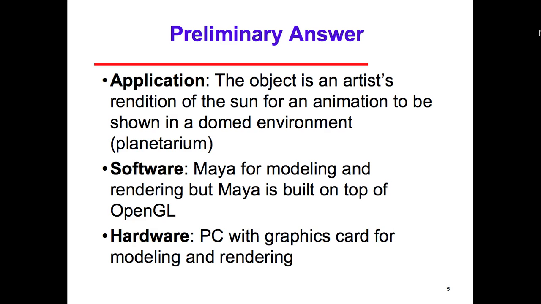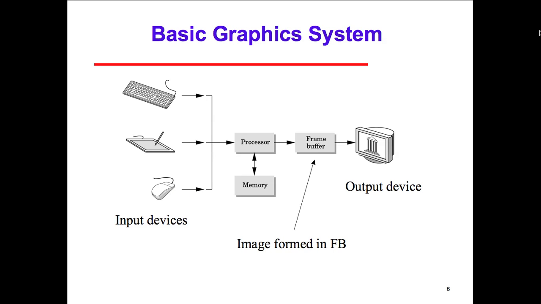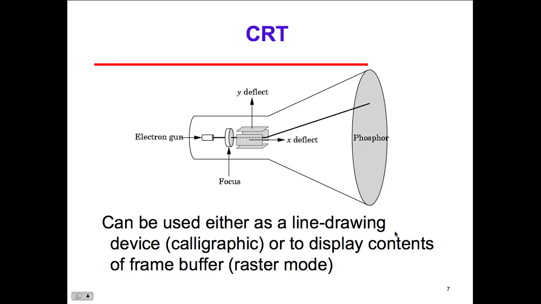We're also looking at the concept of hardware, PCs with graphic cards for modeling and rendering. So here's your basic graphics system, and these are the components associated with it. You have the input devices, keyboard, pointing devices, and stuff of that nature. It goes into a processor, memory associated with it, image frame buffers, output device. It's pretty simple in terms of the architecture of the basic graphics system.